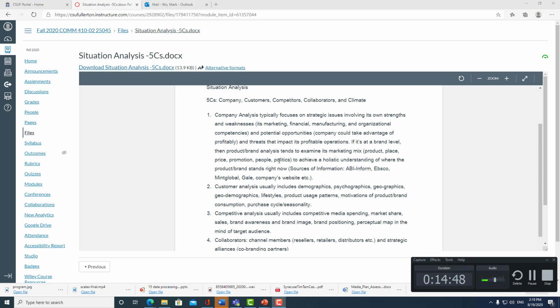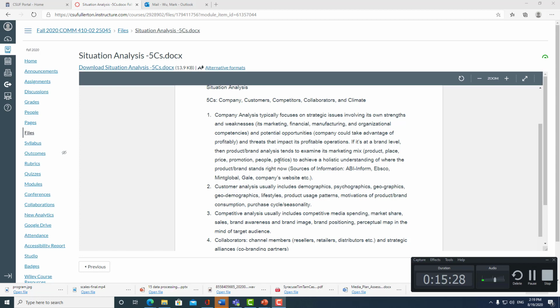And also sometimes at the brand level, say Ross Stores. Ross is a brand, and so is dd's, and you can examine its marketing mix, called product, place, price, promotion, and sometimes talk about the people, the target audience, and the politics. Really try to get a holistic understanding of where the product brand stands right now, obviously with the competition in mind, which is another C that we're going to come to a little bit later.